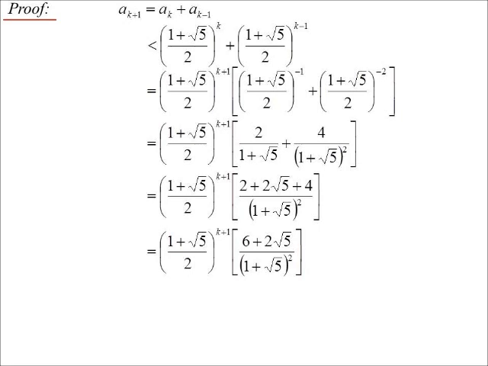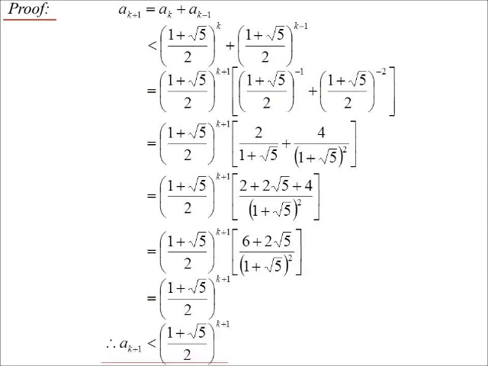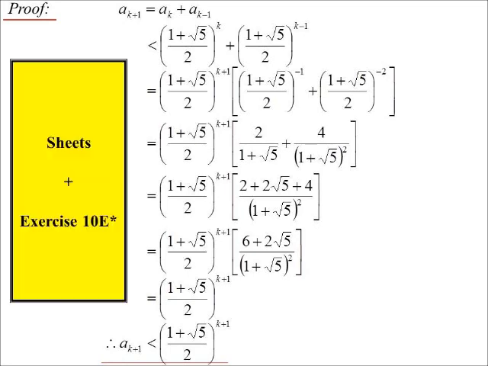Well, let's make the common denominator (1 + root 5) squared. So we now get 2 plus 2 root 5 plus 4, which is 6 plus 2 root 5. And you'll never guess what (1 + root 5) all squared is. 6 plus 2 root 5, sure enough, it does expand out. So that's just 1. So now if we read down our solution, we've got that a(k+1) is less than ((1 + root 5)/2) to the power of k plus 1.